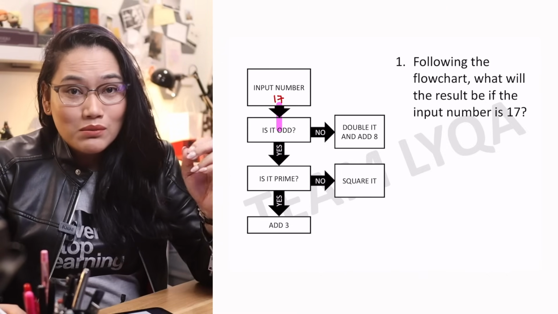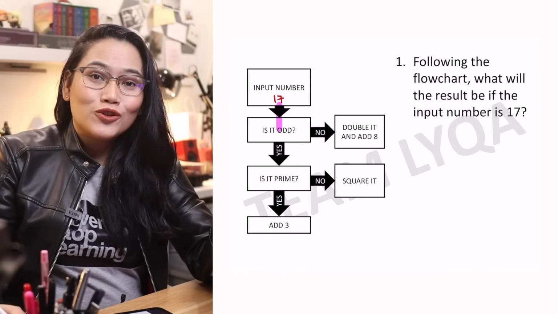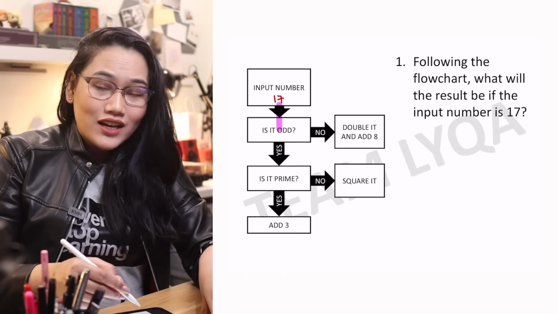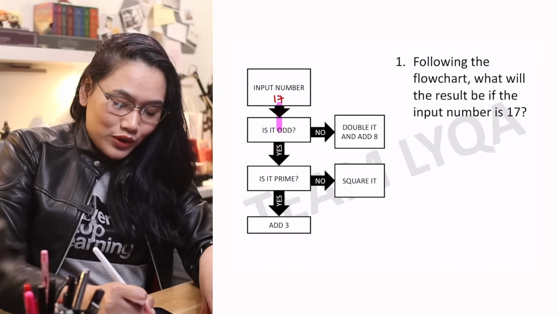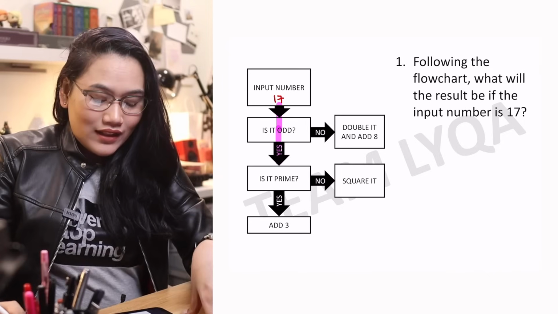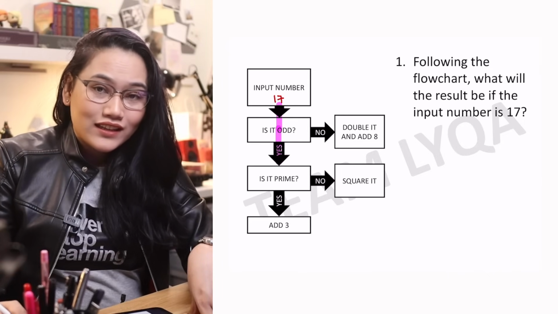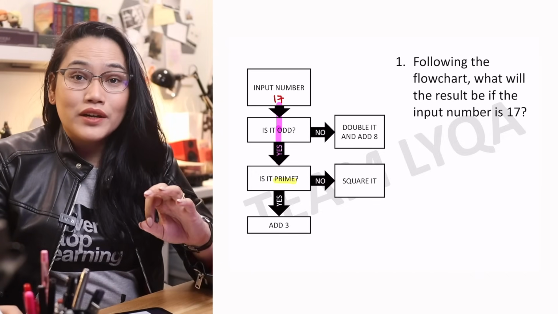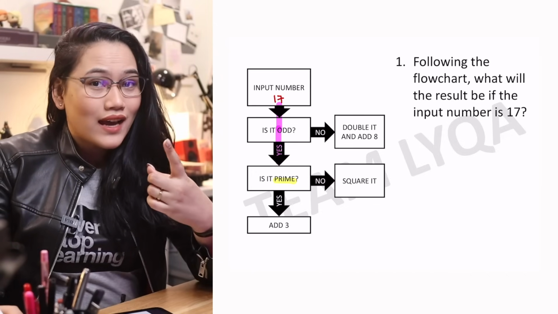Hindi siya divisible by 2. So, ibig sabihin nun, ito ay isang odd number. So, ang sagot natin dun sa is it odd ay yes, which means we're going to follow the arrow down. Now, ang next question ay, is it prime? Now, ano ba yung prime number? Ang prime number ay isang number na divisible lamang sa sarili niya at sa 1.